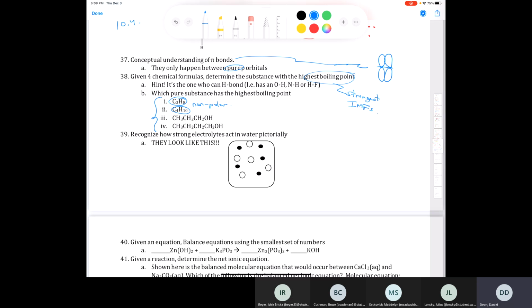Remember, I've told you this like 10,000 times this semester that carbon-hydrogen and carbon-carbon bonds are non-polar. And so any molecule that has only carbon and hydrogen in it is a non-polar molecule. No exceptions to that rule.